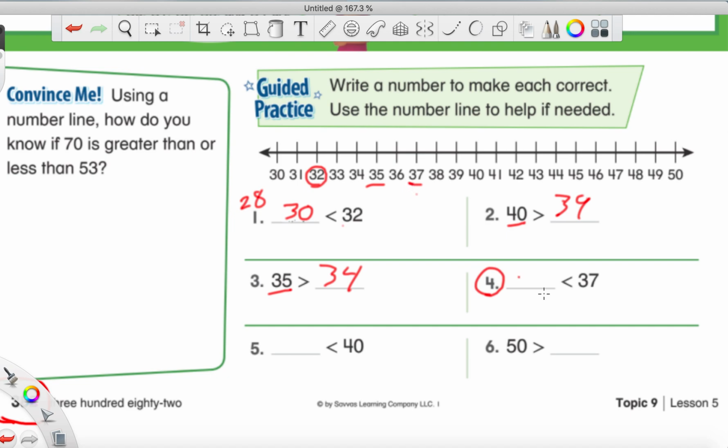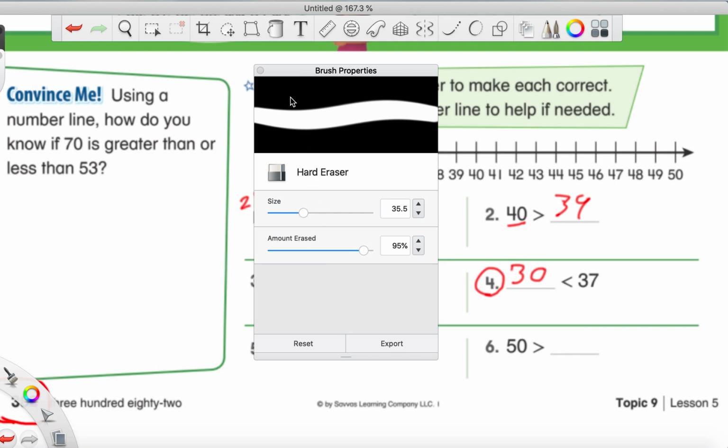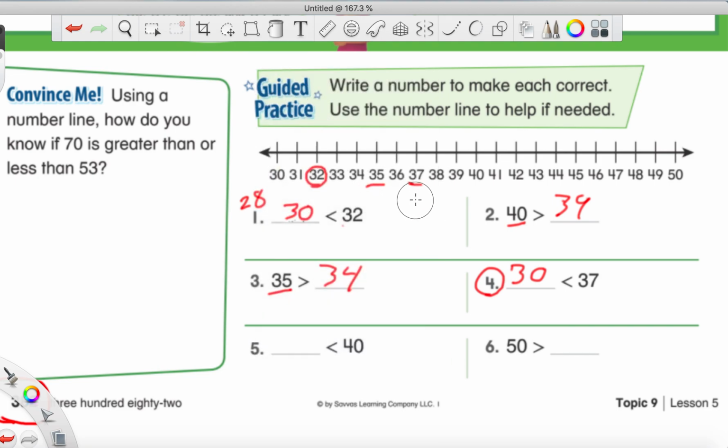And for the less than symbol, we need to make sure we pick any number that came before it, which could be 36, 35, 34, 33, or even 30. So that's what I'm going to write. I'm going to write the number 30. And is 30 less than 37? It sure is. So that number sentence is true. I'm just going to erase these little red lines real quick.